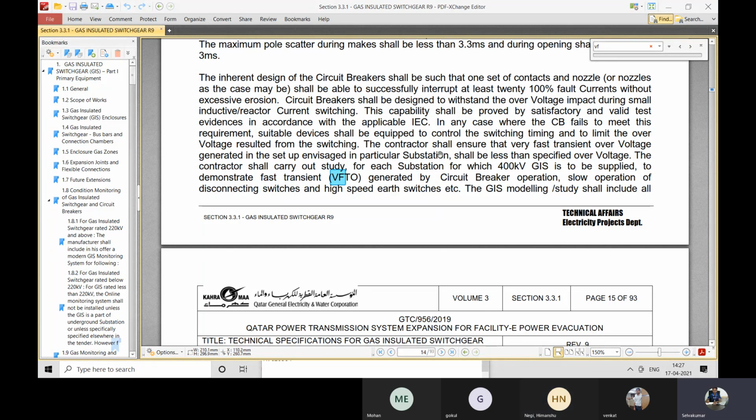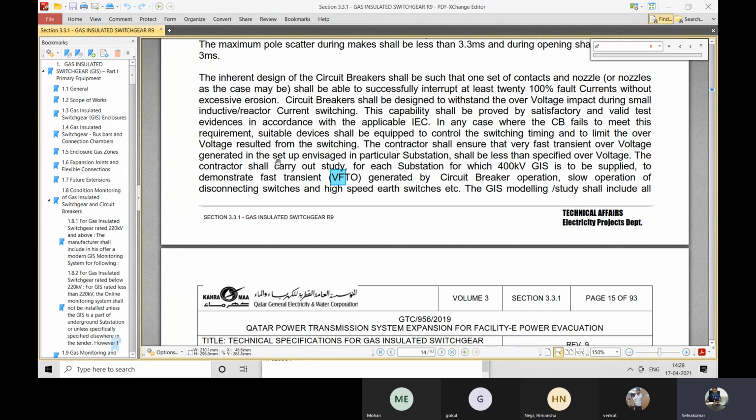The contractor shall ensure very fast transient over voltage. This is a default line you will find in all gas insulated switchgears. Venkat might have told us that VFTO is applicable only for GIS, not for AIS. So this line invariably appears, and you need to perform VFTO even if the customer is asking for it. There is no other way, right?